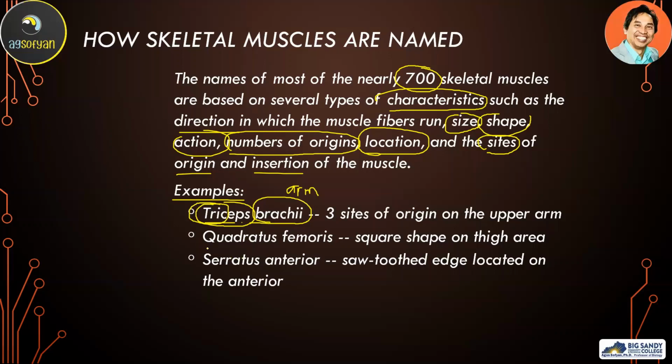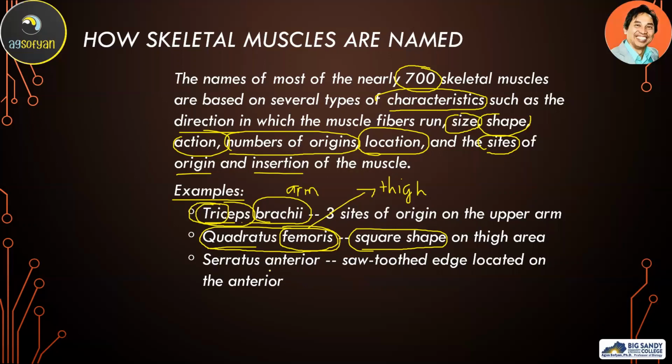Look at another example here, quadratus femoris. The femoris here is telling you the location. Femur is the thigh, so this muscle is located in our thigh. This is a thigh muscle. Quadratus, quadrat, means square. It has a square shape. So that is the name of this muscle, quadratus femoris.